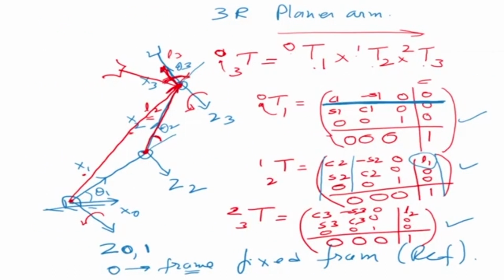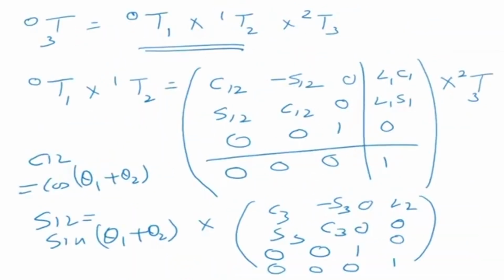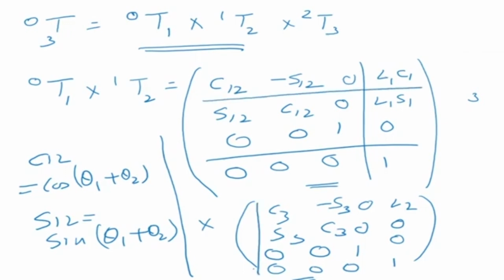So I've written it there. Now I'm multiplying this matrix with this. Again, in the same way we can multiply this row into this column. So it will become cos 12 cos 3 minus sine 12 sine 3, which is equal to cos of theta 1 plus theta 2 plus theta 3. And what will happen to the last term? This will get multiplied into that, so it will become L2 cos 12 plus L1 cos 1. You can multiply it out and see.